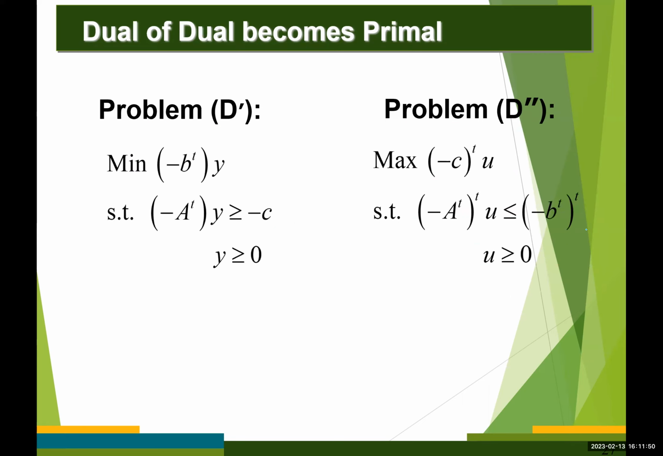Okay, so the dual of problem D prime is problem D double prime, right? In this case, the objective coefficient of the primal serves as the right-hand side of the dual problem, and the right-hand side of the primal serves as the objective coefficient of the dual, right? So this is correct.